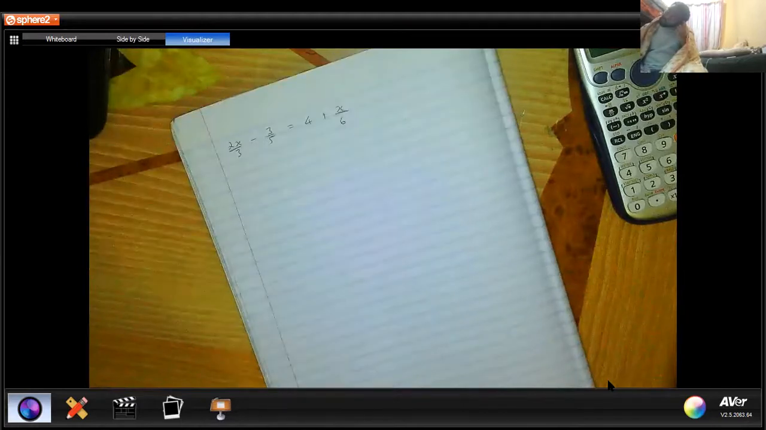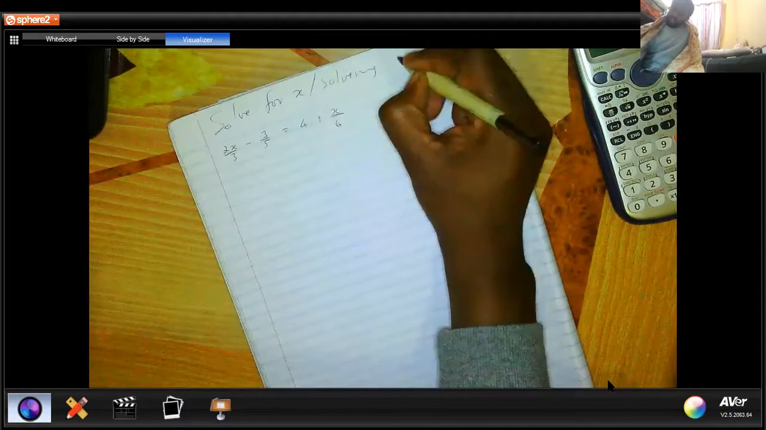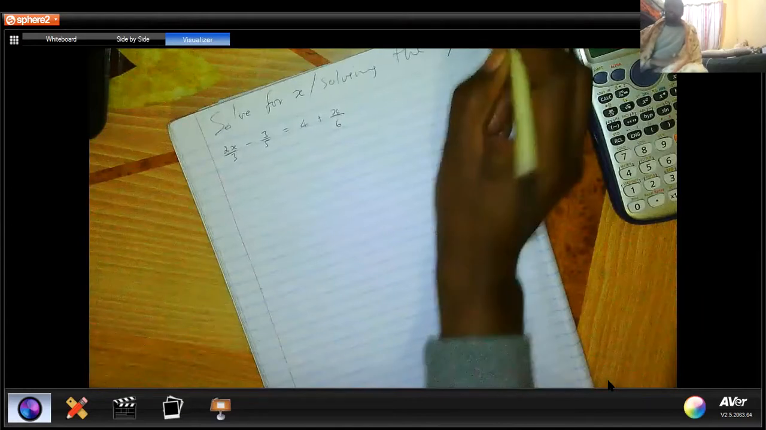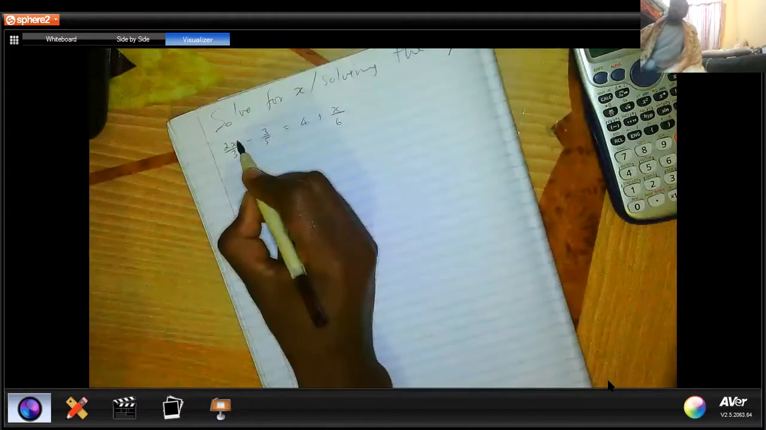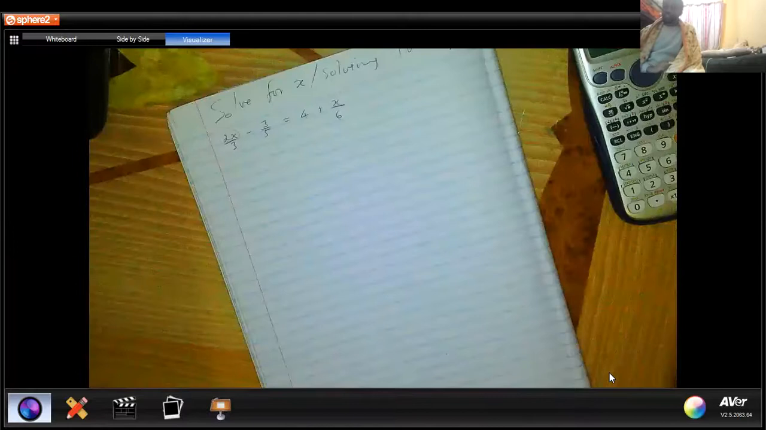Now, here's the problem. The objective of solving for x, or solving the equation, there are many terms you can use. But the whole objective, or the one thing they have in common, is we want the value of x such that the left and the right are the same. That's what it means. We want the value of x such that the left and the right are the same.